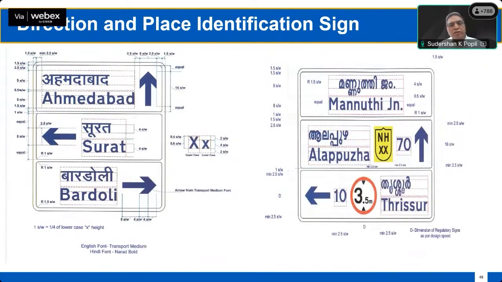The only difference which has come already in IRC 67 2022 is, first, the state direction, that is Ahmedabad, then if a left exit is there, Surat, and then the right direction. In the case of multi-language, these signs are like that on the right side. And you can even place the national highway number, for example, NH 66 in Kerala, which is under construction, where land is a constraint; then the NH number can be placed on these kinds of signs also.